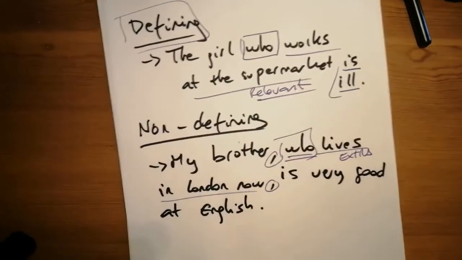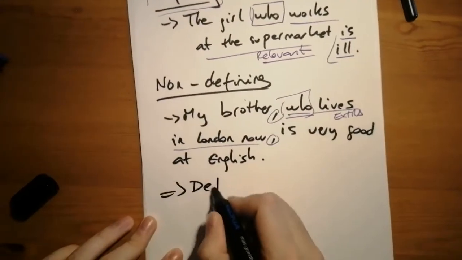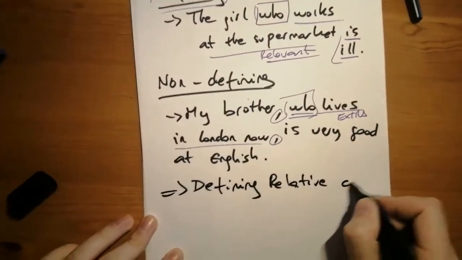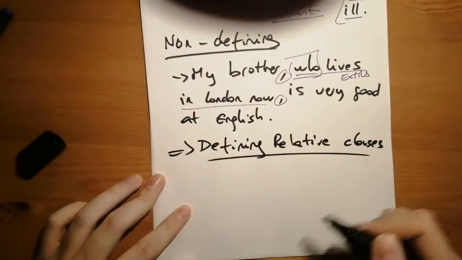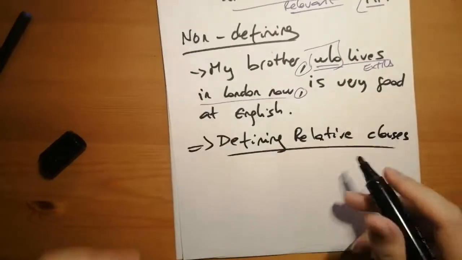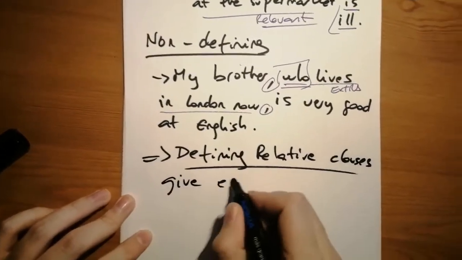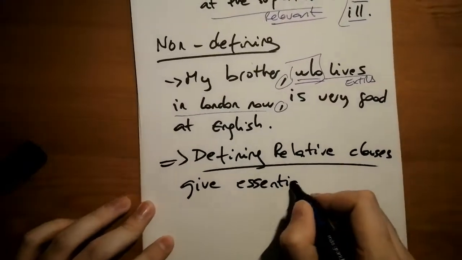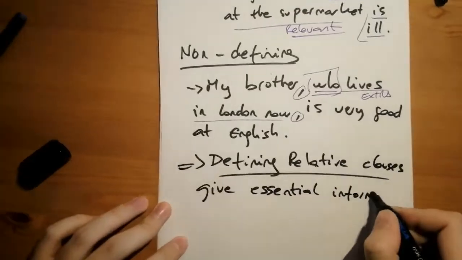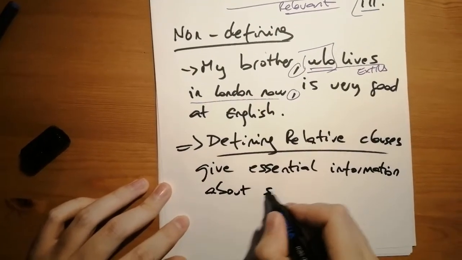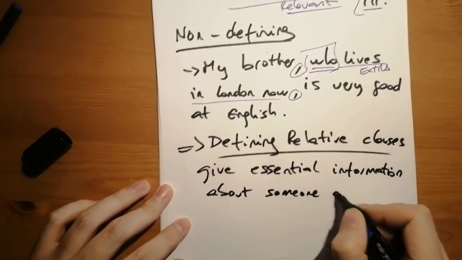So, defining relative clauses, as you see, we use the defining relative clauses to give essential information about someone or something.